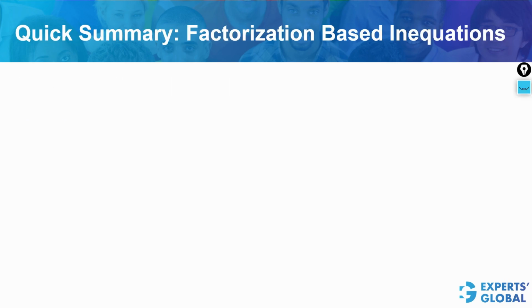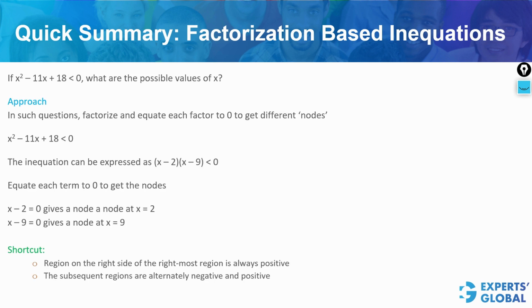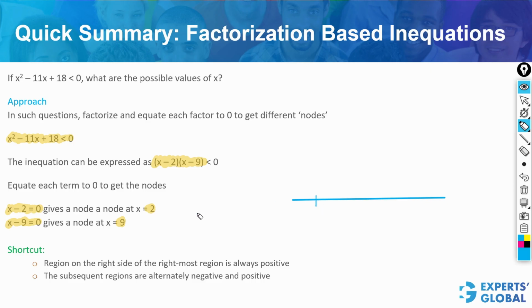For a quick summary of the approach, let's take another simple example. Here is the summary. You may want to pause the video and go through it once. If this is the expression given, the first step is to factorize, then equate each term to 0 to get the nodes. Next, plot these nodes on the number line. The nodes are 2 and 9.